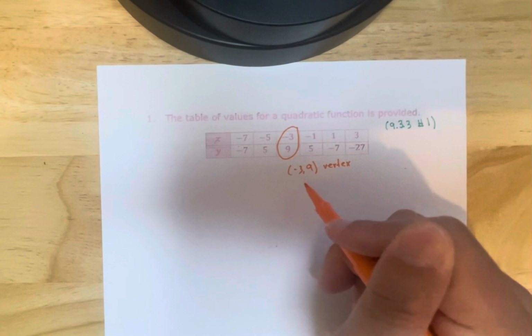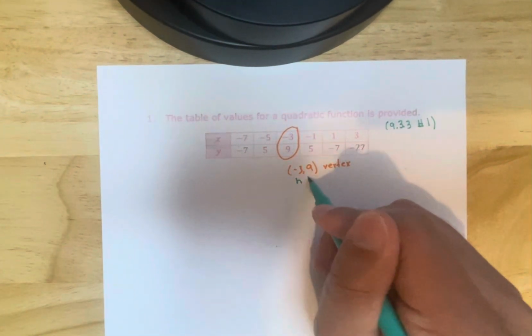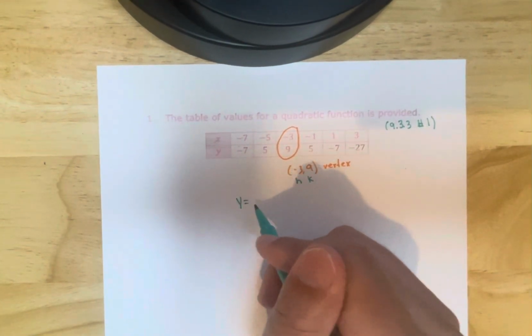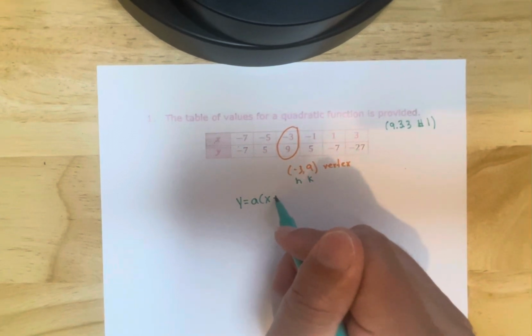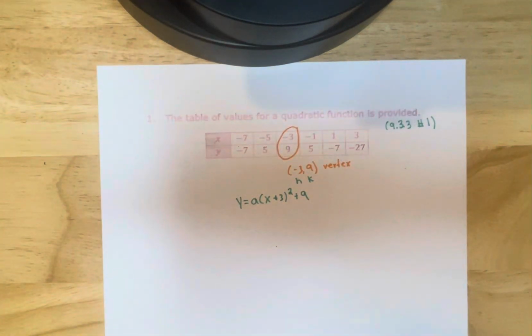So because I know it's my vertex, I can feel safe to say that this is my h and this is my k. So what do we write? The vertex form. y equals a(x minus, but notice the negative 3, so I'm going to make it a plus 3) to the power of 2, plus 9. I'm then going to take a random point.